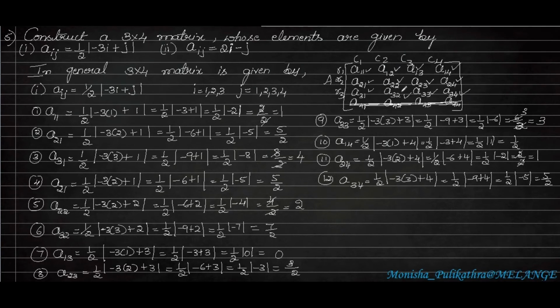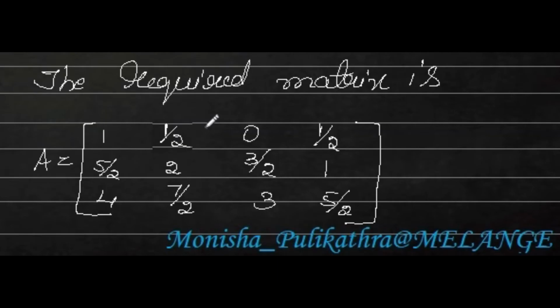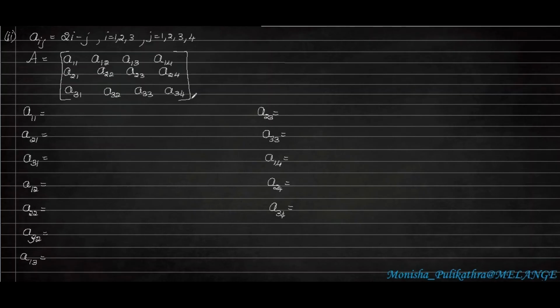Okay. So we have to substitute it now. The required matrix is, okay, and the rest of the things are the same. I hope you understood this. Just make the slight changes here. Moving on to the second sub question.